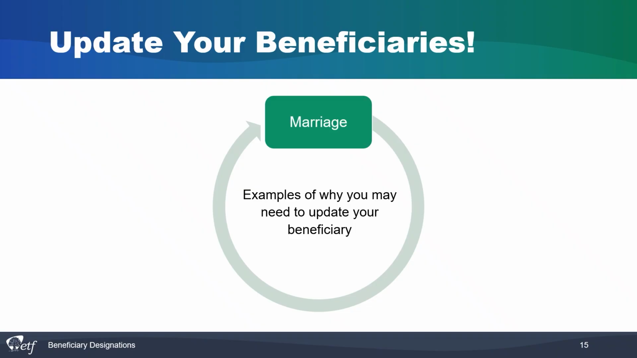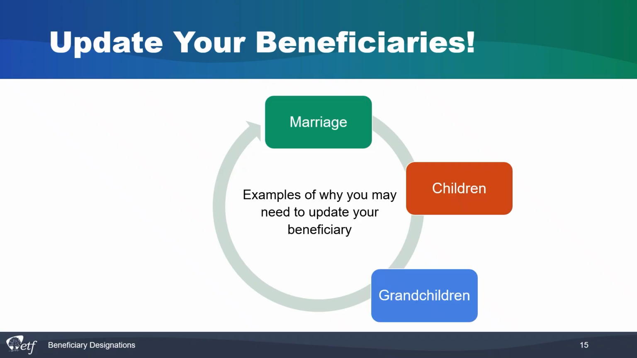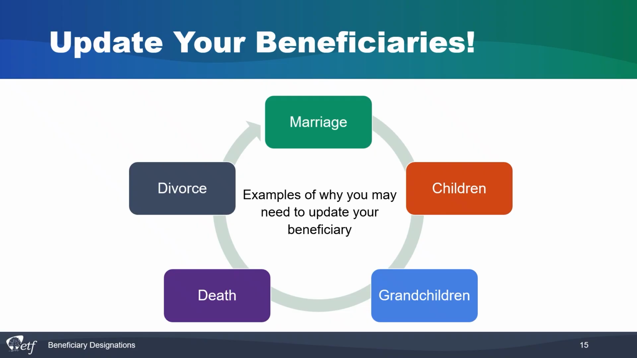want to add your spouse as a beneficiary. Children, any children you may have or adopt. Grandchildren. Death, a family member's death could alter the order of your designations. And divorce, your ex-spouse is not automatically removed. You will have to update the form to remove them.